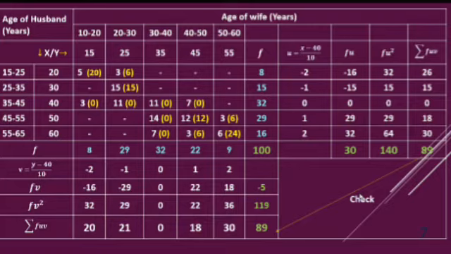3 plus 15 plus 11, 29. 11 plus 14 plus 7, 32. 7 plus 12 plus 3, 22. 3 plus 6, 9. Now, you add all the frequencies in the row, you get 100. Similarly, add all the frequencies in the column, you have to get 100. Row total frequency should be equal to column total frequency. That is 100. Now find out U.